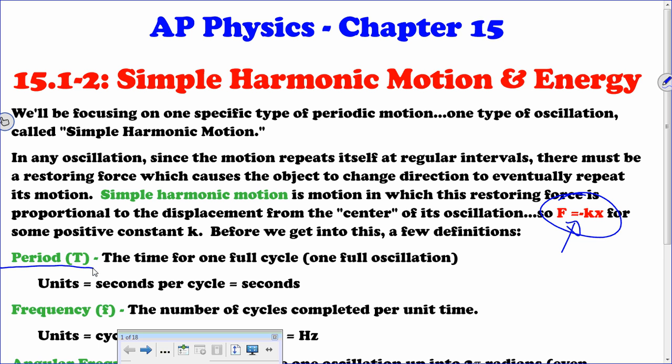The units for period is technically just seconds, but there's sort of a seconds per cycle implied there. You don't have to say per cycle, though, because it's implied. So if I say this period is 5 seconds, it's understood that that's the time for one cycle. Cool?